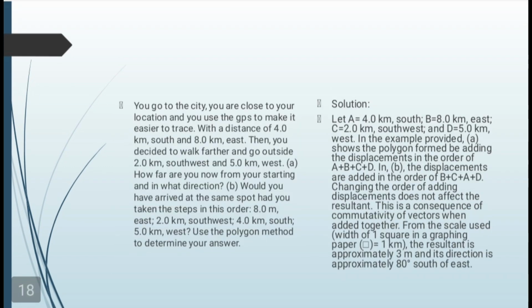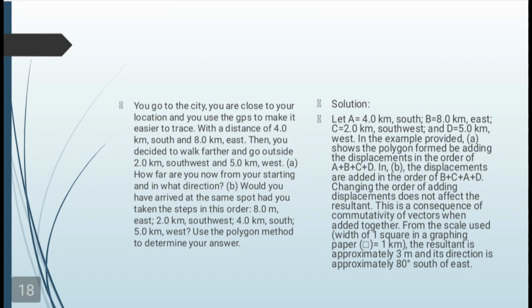You go to the city. You are close to your location and you use the GPS to make it easier to trace. With a distance of 4 km south and 8 km east, then you decide to walk farther and go outside 2 km southwest and 5 km west.